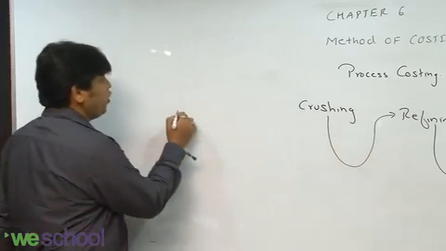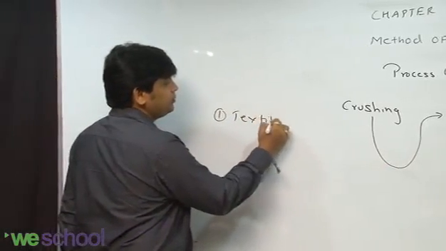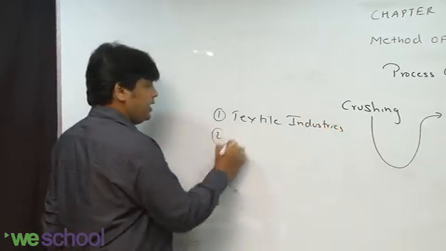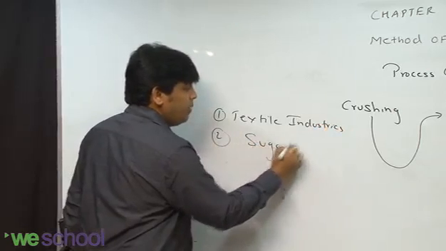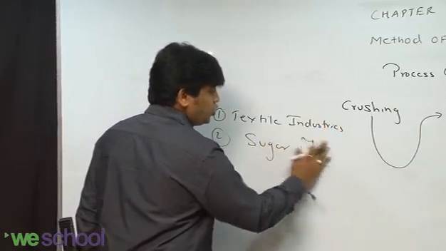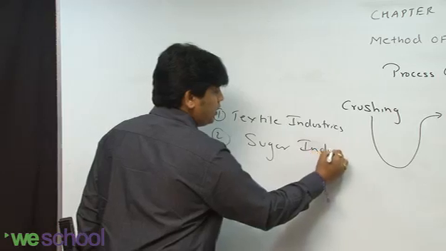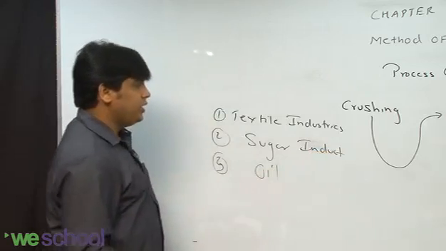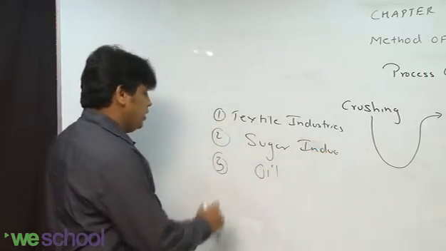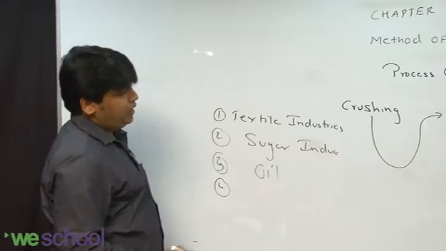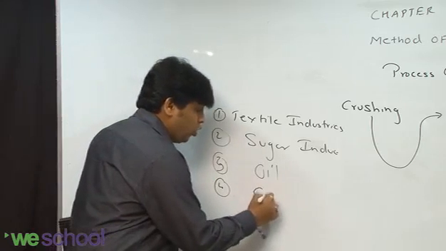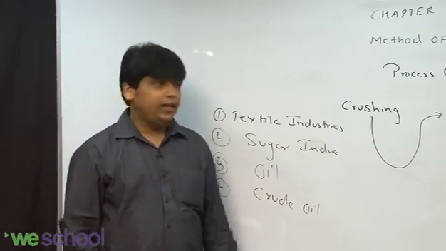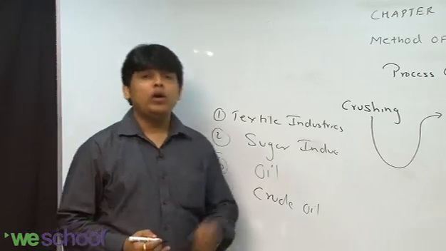So this method is useful for the textile industry. Second, the sugar making company or sugar industry. Third, the oil industry, coconut oil, groundnut oil industry. And fourth, I can say, the crude oil making industry. So all these industries follow process costing.